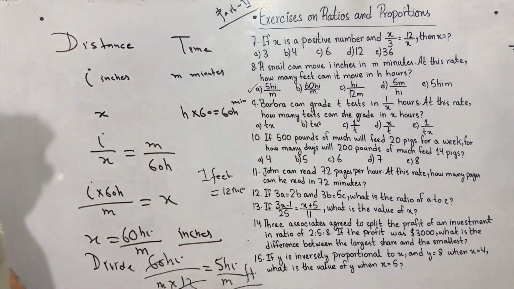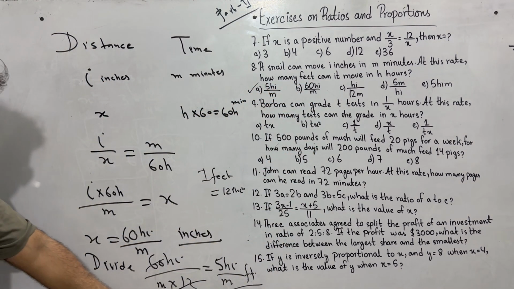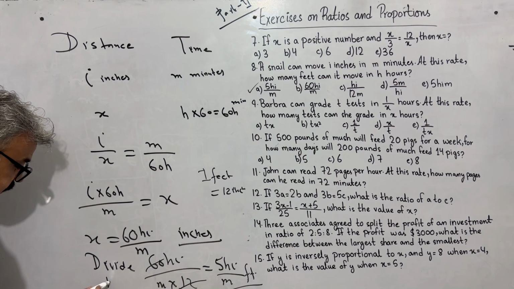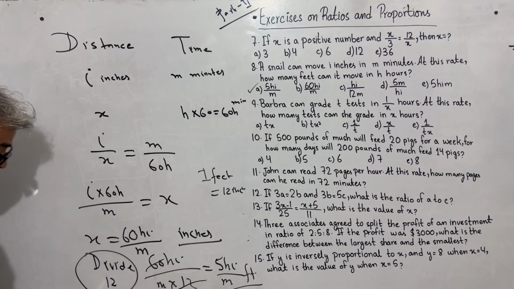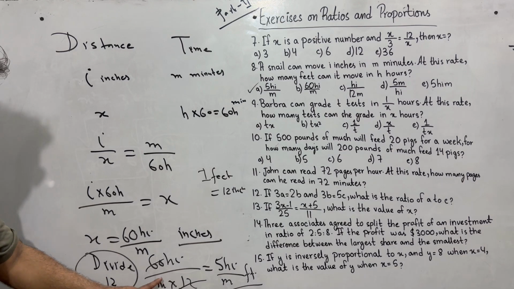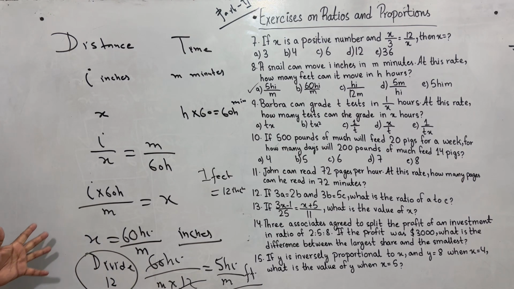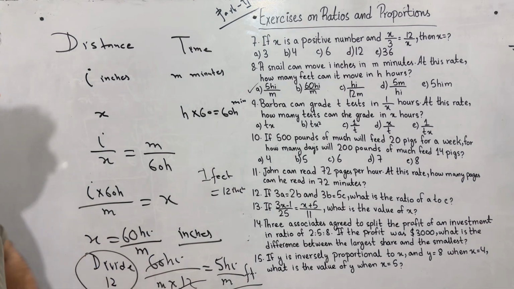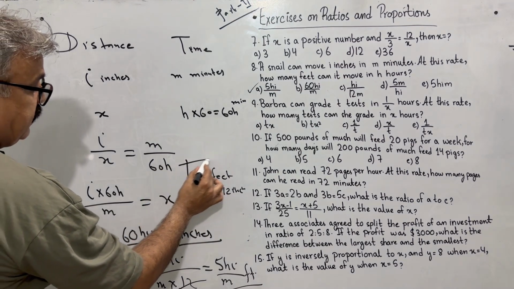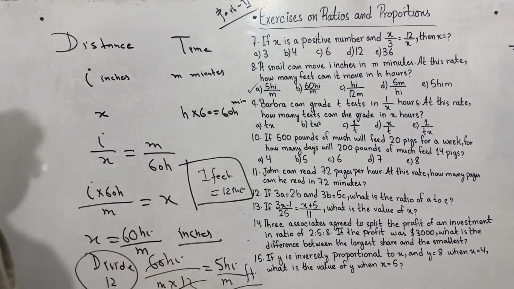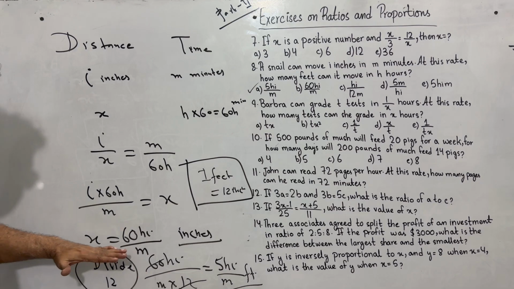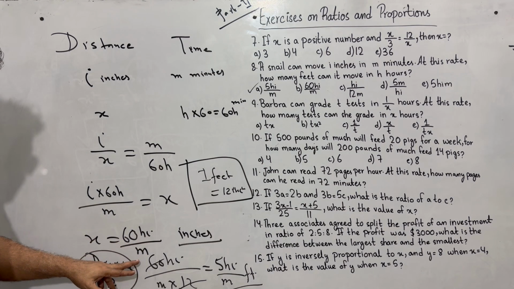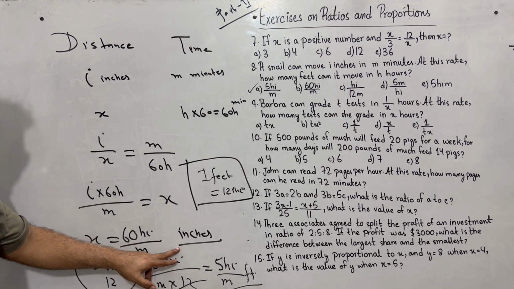our answer in feet. To convert inches into feet, divide by 12. Divide by 12 because 1 foot is equal to 12 inches. This is our answer. x is equal to 60 times h over m inches.